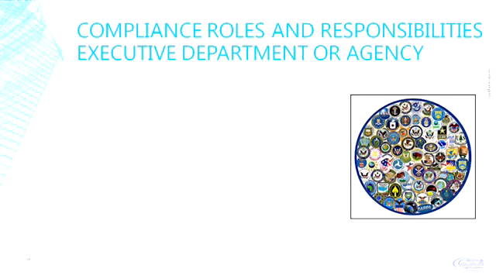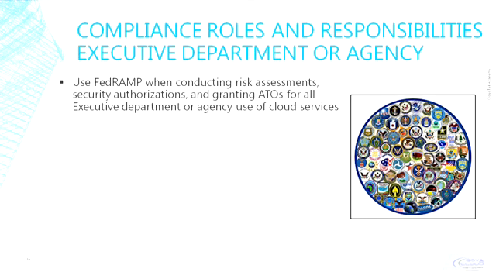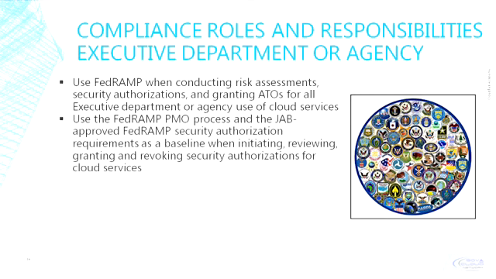Executive departments and agencies have critical compliance roles and responsibilities as well. They must use FedRAMP when conducting risk assessments, security authorizations, and in granting authority to operate for all executive departments or agencies that use cloud services. They must use the FedRAMP PMO process and the JAB-approved FedRAMP security authorization requirements as a baseline.